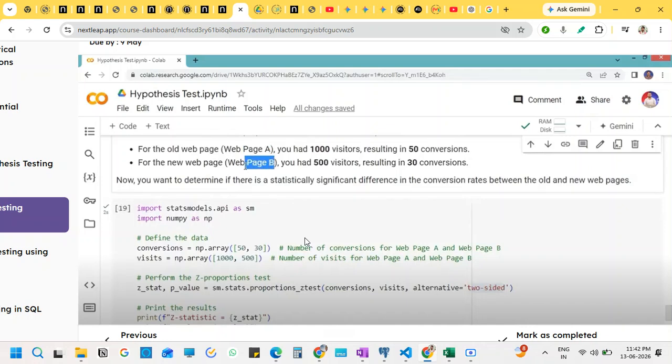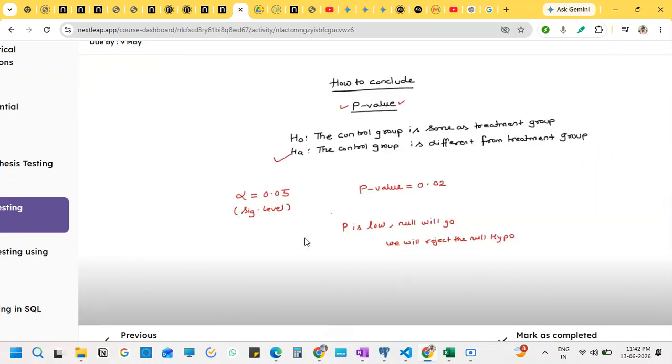There is no such great difference, but it might be because of not enough visitors, so you should run this test for a little bit more time. It might be because of bias. Let's say web page B had not been shown to everyone in your customer base. So there can be multiple reasons why we failed to reject the null. But as of now, in this problem, we failed to reject the null.